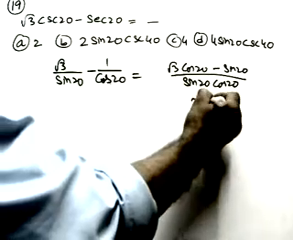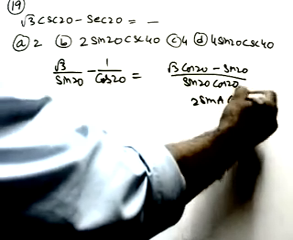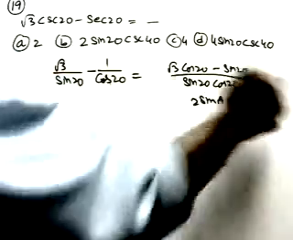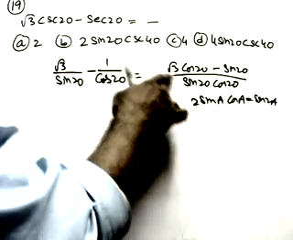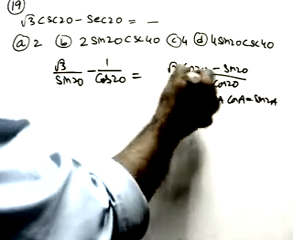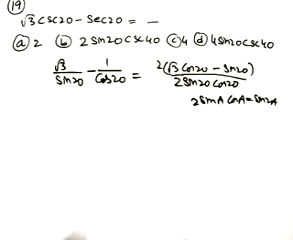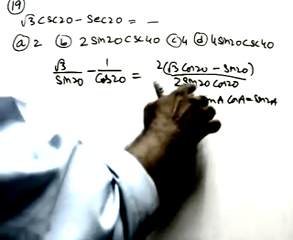You do one thing. If you multiply with 2 here, 2 sine A cos A is sine 2A. So to bring 2 here, I am multiplying with 2 and dividing by 2. See here, dividing by 2, multiplying by 2.